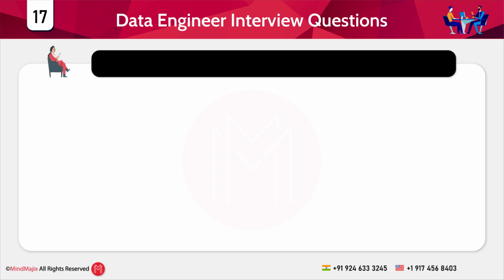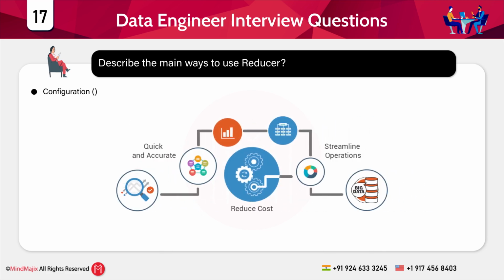The next question is, describe the main ways to use the reducer. So guys, there are basically 3 ways of using the reducer. The first one is configuration. So here the input data size and the location of the distributed cache are both determined. The next step is cleanup. During this process, the temporary files are deleted or cleared. And last but not the least, you have the reduce. So to accomplish the reduce task, the reducer's core is contacted just once for each particular key.